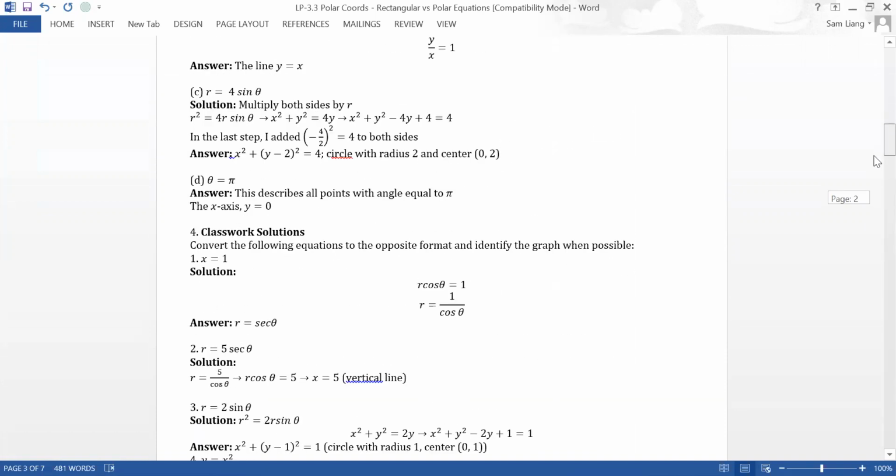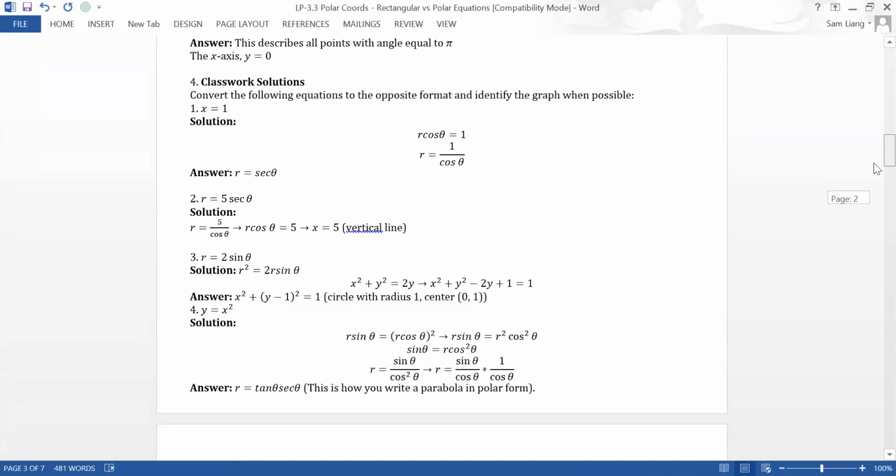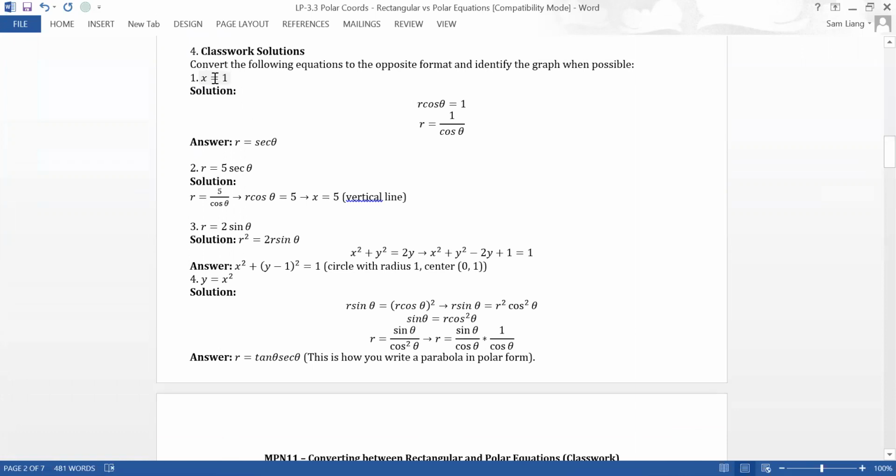All right, first one, we had x equals 1. So x, this is in rectangular form, so we're going to convert to polar. We're going to replace that with r cosine theta. We get r cosine theta is 1. Divide both sides by cosine theta, and we're going to get secant theta, right? So as you see, the format for polar equations is r equals something theta, just like y equals something x, okay? That'll be the form of this answer here, r equals secant theta.